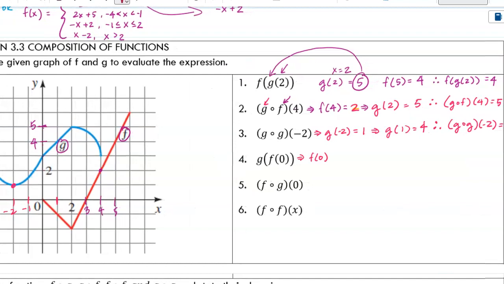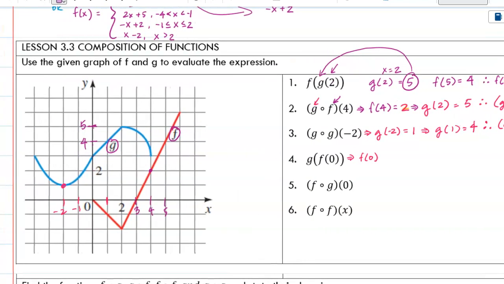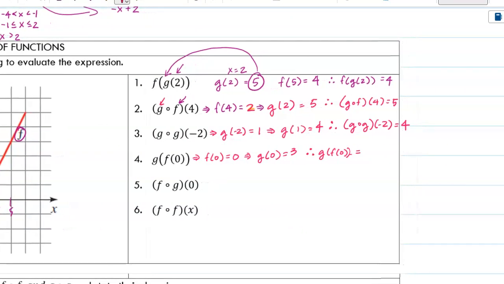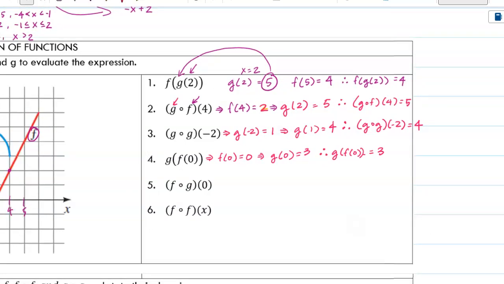Now I'm going to first use function f to put in that input of 0. Put in the 0, it's going to give me an output of 0. Now it tells us to take that output of 0 and put it as an input of g. 0, right there, it's going to give me an output of 3. Therefore, g of f of 0 equals 3.